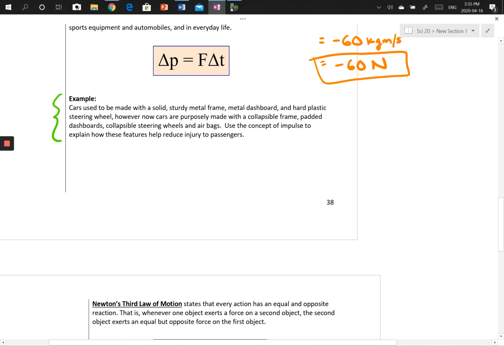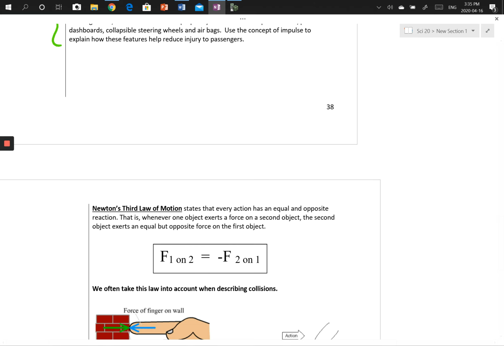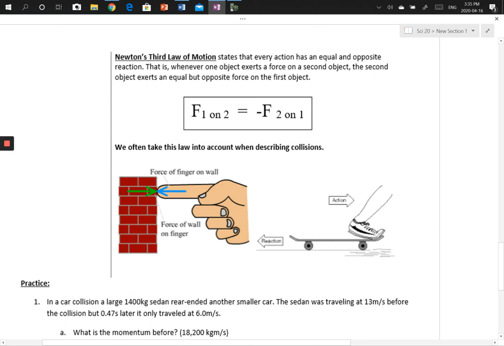And I just want to mention here Newton's third law. We talked about Newton's first law, the law of inertia: an object in motion wants to stay in motion, and an object at rest wants to stay at rest. Newton's second law, we talked about how the force applied to an object is directly proportional to the acceleration of that object. And the third law of motion, you might have heard it in a different way before, states that every action has an equal and opposite reaction.